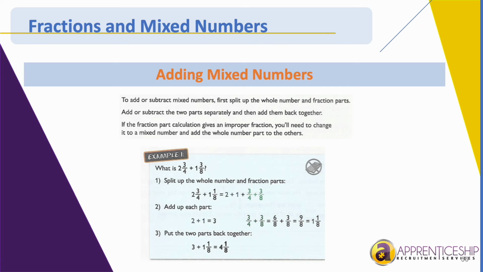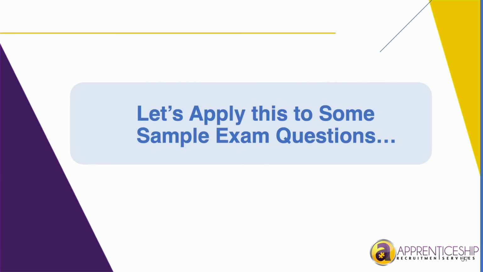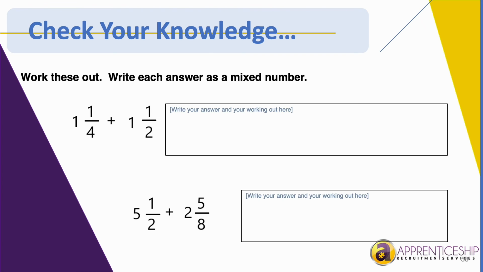Okay, so adding mixed numbers. There are two ways of doing it. We can convert them all to improper fractions and do it that way, or we can just do it this way. What we could do is separate. When it comes to the adding, separate it. So we've got the 1 add 1, which is 2. You can keep that to the side. Then we've got a quarter add a half.